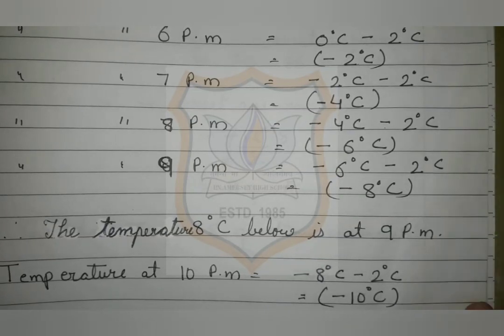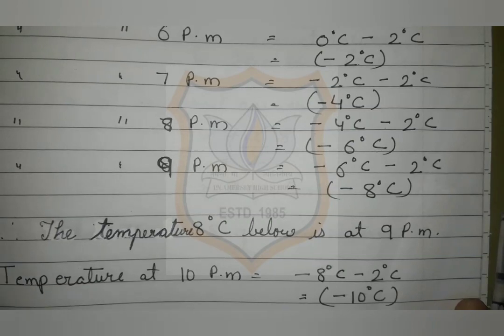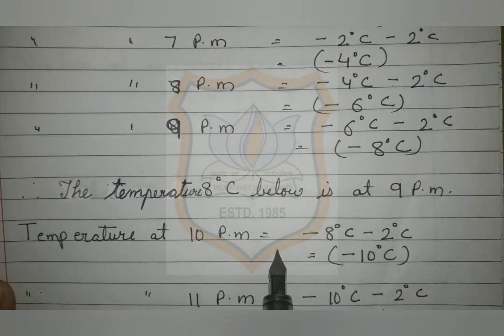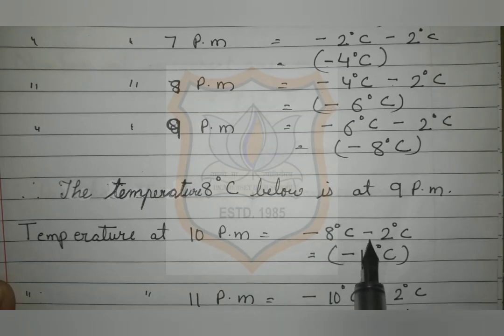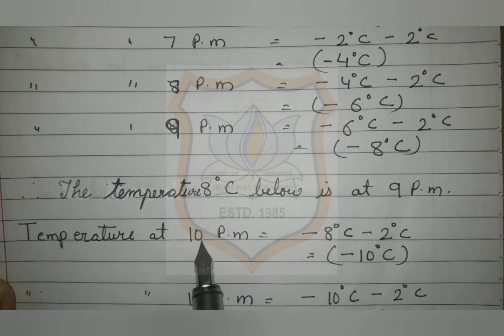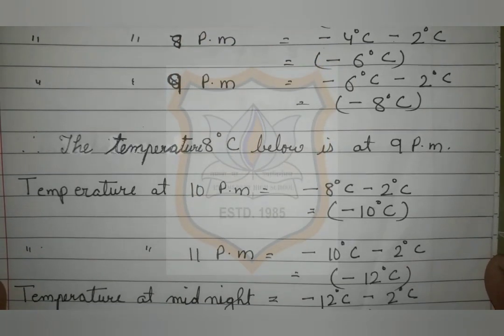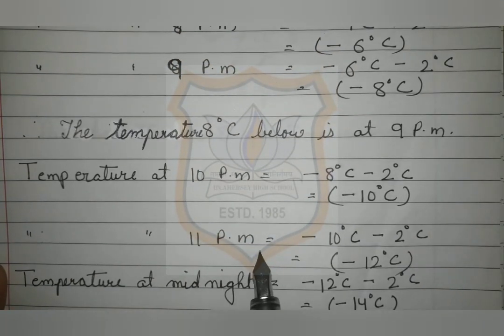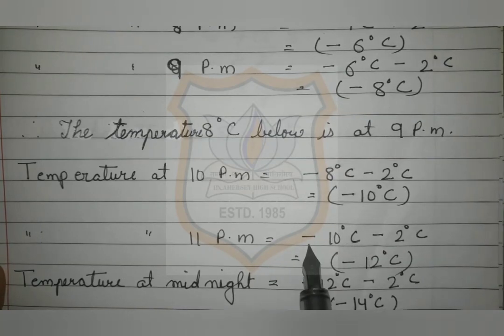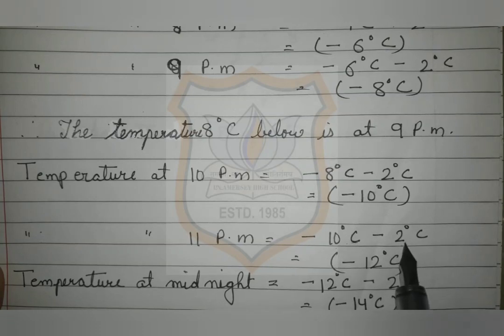Now again we have to calculate the temperature at midnight. Therefore, the temperature at 10 p.m. is equal to minus 8 degrees Celsius minus 2 degrees Celsius. Again, minus plus, then 8 plus 2, answer is minus 10 degrees Celsius at 10 p.m. Now temperature at 11 p.m. is equal to minus 10 degrees Celsius minus 2 degrees Celsius. Again, 10 plus 2, answer is minus 12 degrees Celsius.